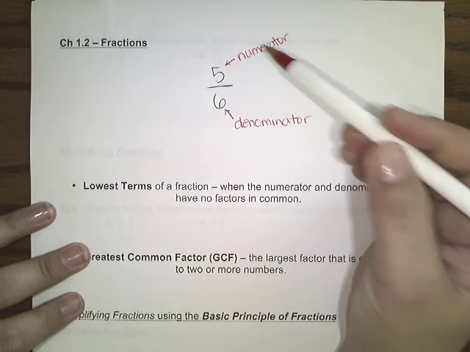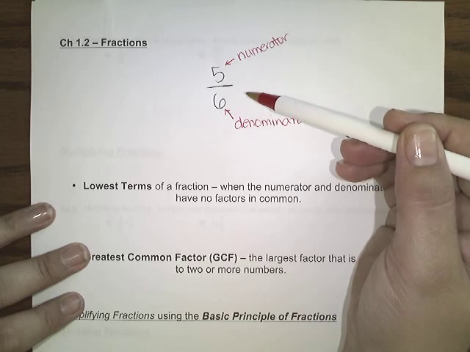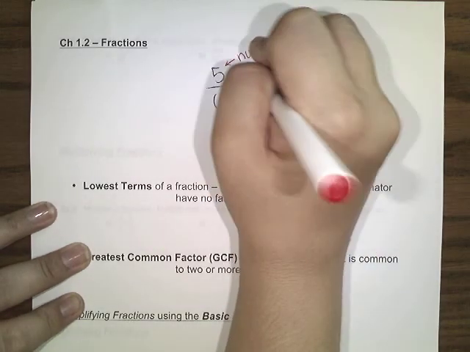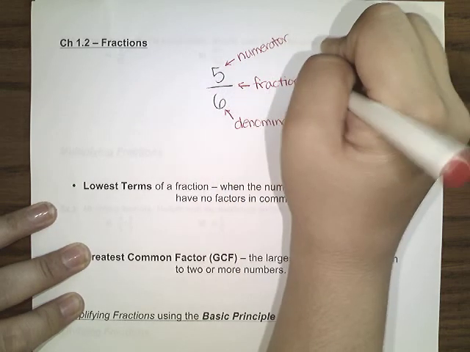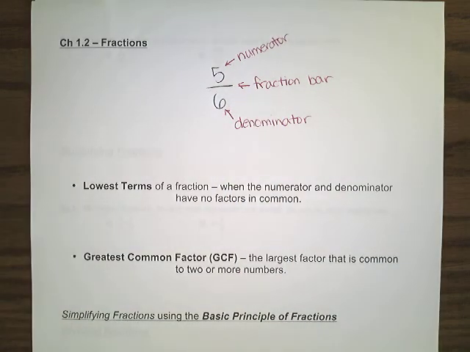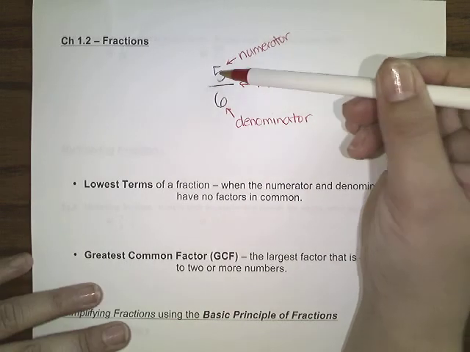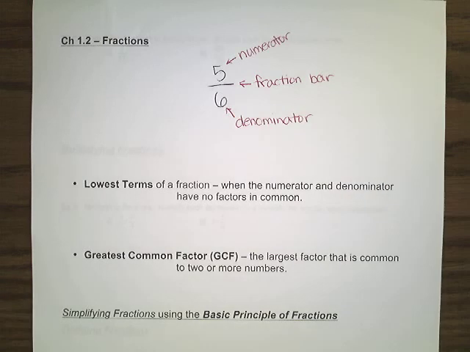Now, the last part to a fraction is that little line in the middle, and nobody really ever knows what it's called. It's actually called a fraction bar. Now, the fraction bar implies division. You're really saying 5 divided by 6, or you could say 5 over 6, or 5/6. That's another way to word it as well.